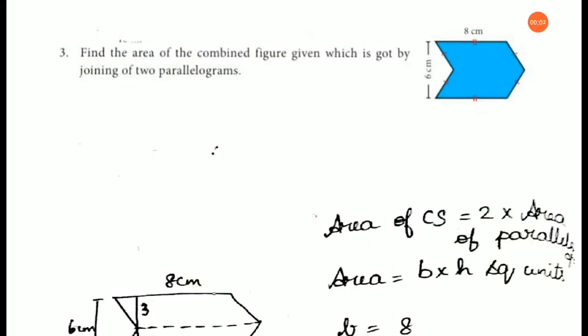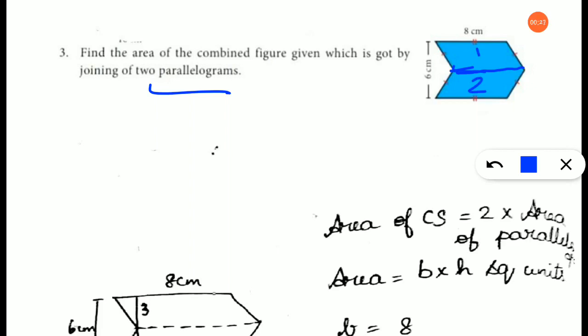Third sum. Find the area of the combined figure given, which is got by joining two parallelograms. They are also giving the hint that two parallelograms are joined. I already told you, parallelogram means there will be two pairs of sides equal. Okay, so if you draw a line here, is this becoming a parallelogram? This is one parallelogram and this is the second parallelogram.